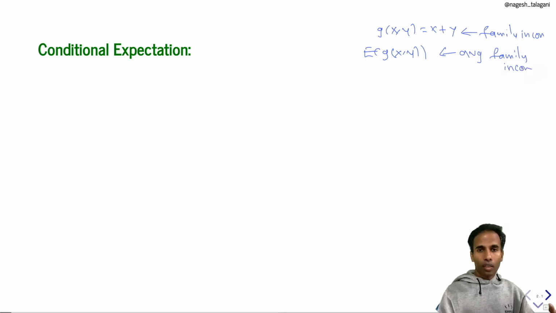We know this. Now, what if you are interested in the average family income of the students whose mother's income is fixed to something like 10,000? This is something called conditional average. You can say conditional expectation. That's what we are trying to define now.